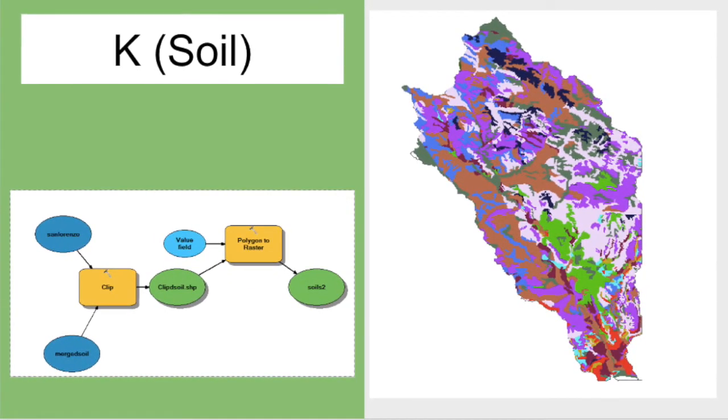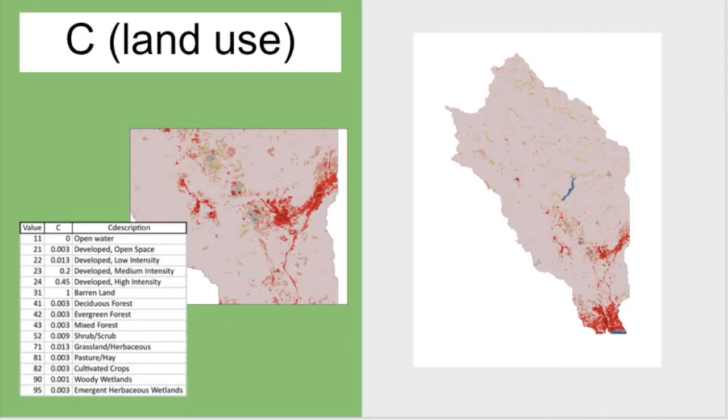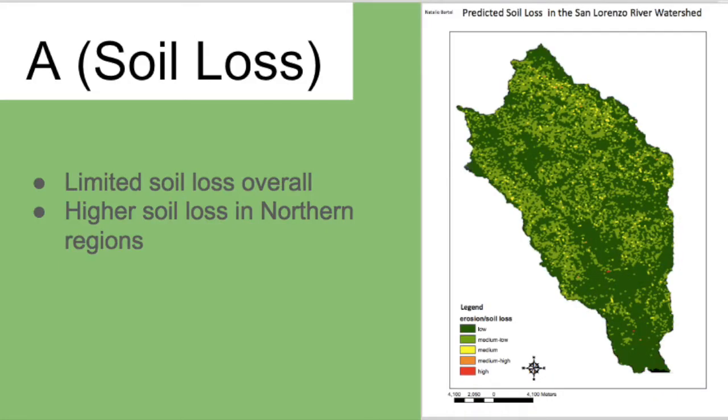converted to raster format. The LS variable, or slope and hill length, was calculated by making slope and flow accumulation layers. Slope and flow accumulation were then multiplied together in raster calculator by the equation shown here to derive an LS value. Finally, two land use layers from the National Land Cover Database, one for 2001 and one for 2011, were generated and re-symbolized with values that relate them to erosion. All layers were then multiplied together to determine soil loss per region.